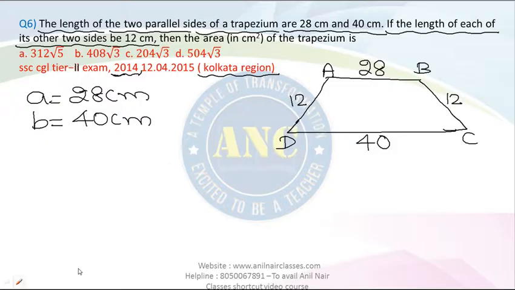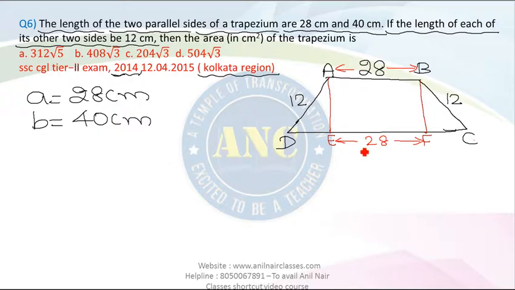Now, same analogy, same logic. If I drop a perpendicular here, here also if I drop a perpendicular, let me call this point as point E. Let me call this point as point F. For time being, I will erase this number 40 so that you will understand that AB value is 28, EF value is also 28. Totally DC value is 40.